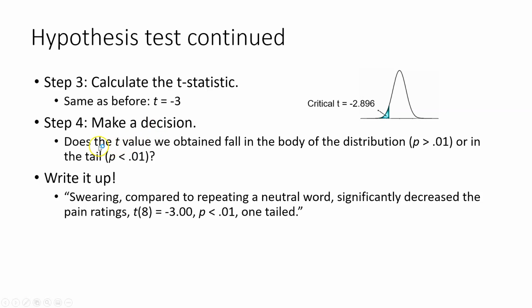We reject the null because the t value we obtained falls in the tail of the distribution, less than 1%, p less than 0.01. And then we write it up. Swearing, compared to repeating a neutral word, significantly decreased the pain ratings, t equals -3, p less than 0.01, one-tailed. And we always specify one-tailed if we've done a directional test.